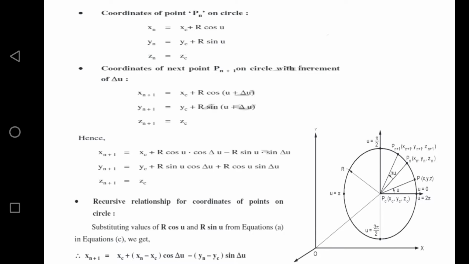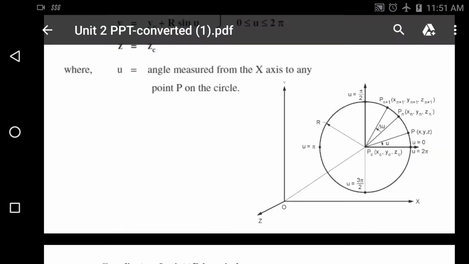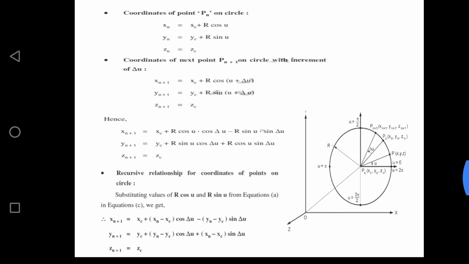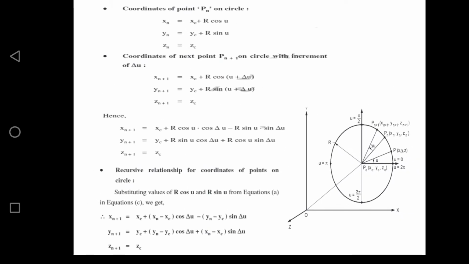So the less computational method known as the recursive method is explained here. Recursive method is explained here. So what I need to consider is, let's consider a point Pn. Let's forget about the point P. Let's consider a point Pn which is having the coordinate points xn, yn and zn, which is having the angular position or the parametric equation parameter u equal to u. Okay, u as u.